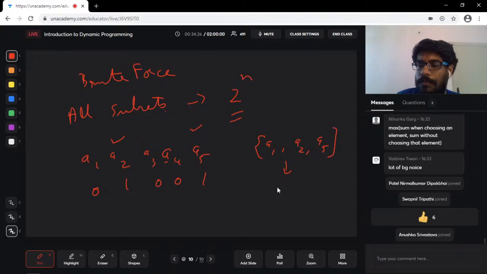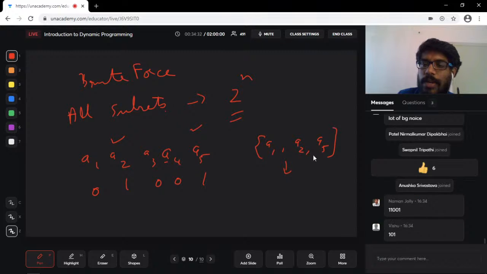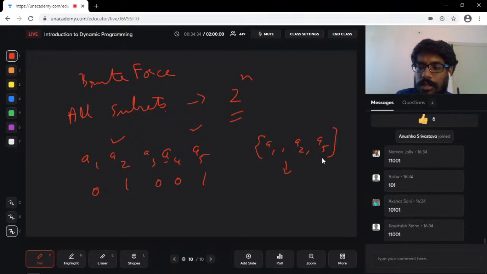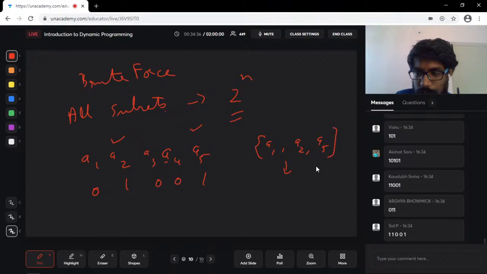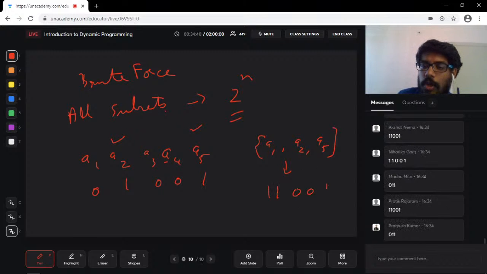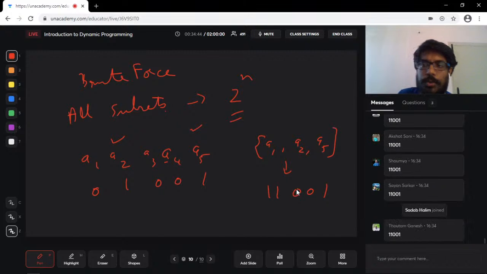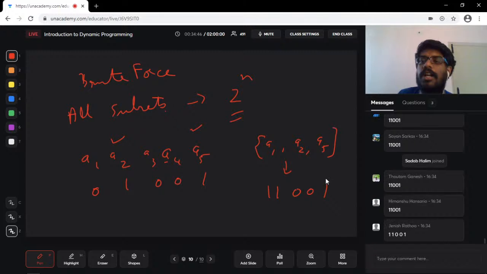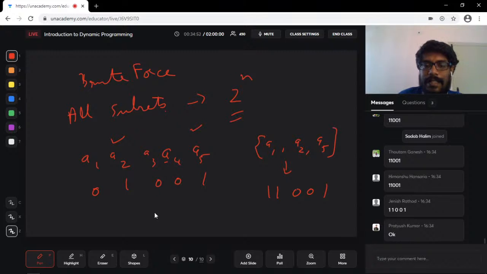Can you type it out? If there are 5 elements and I'm choosing the subset A1, A2, A5, correct. It's going to be 1, 1, 0, 0, 1, right? Because I'm choosing A1, I'm choosing A2, I'm not choosing A3, I'm not choosing A4, and I'm choosing A5, right? This is what we call the characteristic vector.